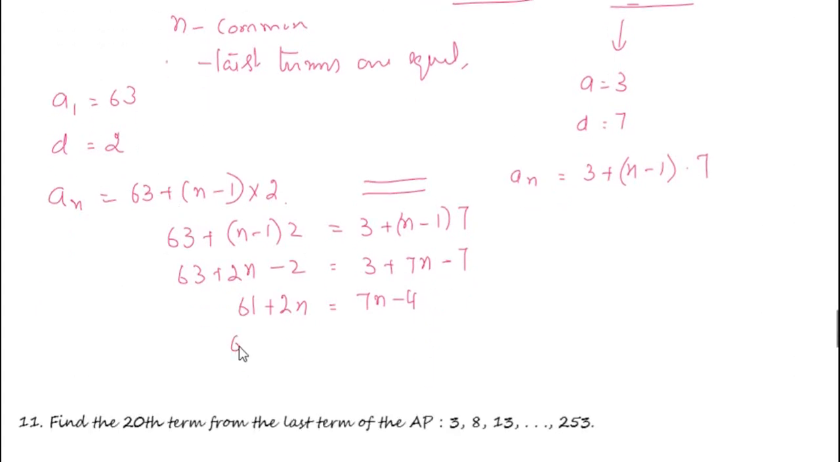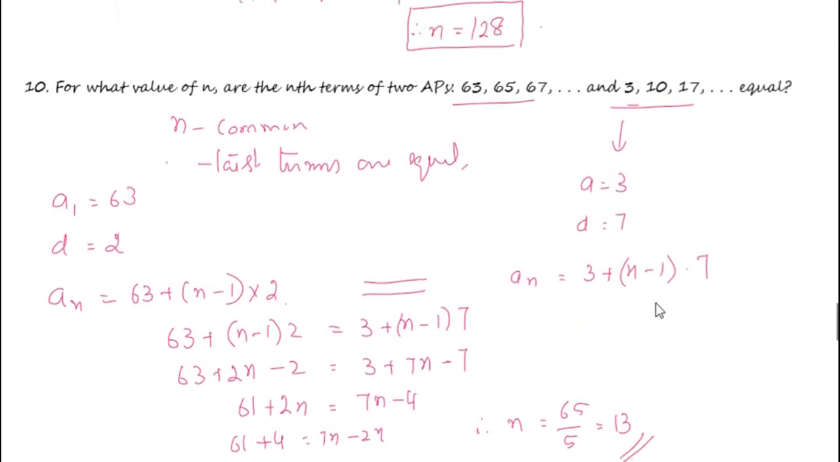So 61, minus 4, I will bring it to this side, plus 4 equal to 7n minus 2n. 65 equal to 5n. Therefore n equal to 65 divided by 5 equal to 13. So when n equal to 13, in both the series, the nth term will be equal, that is the 13th term will be equal.